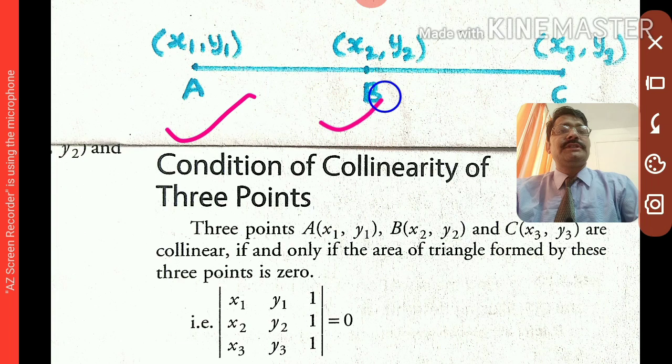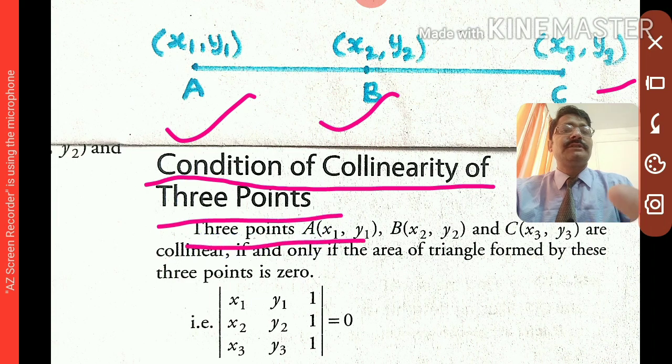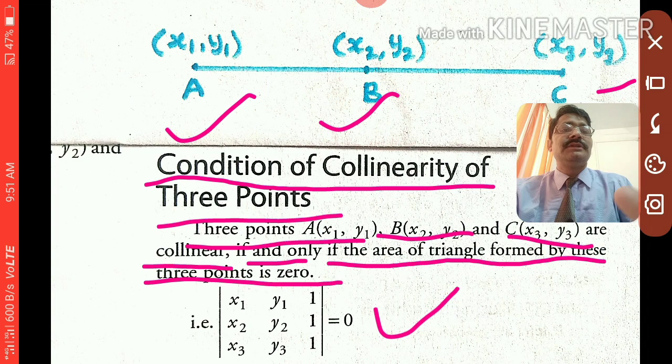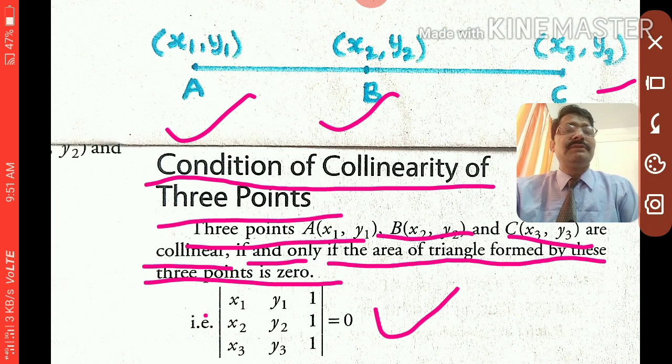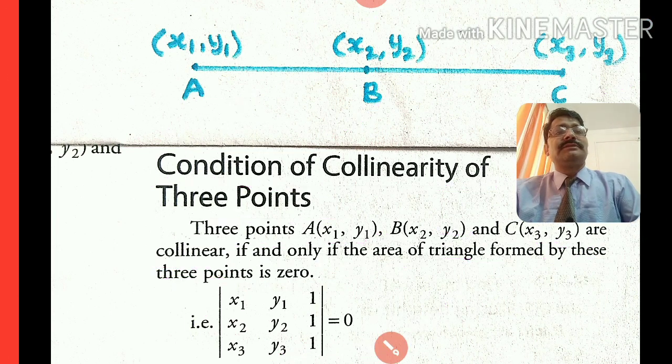Here 3 points are given, A, B, C, and this is the condition of collinearity of 3 points. The 3 points x1 y1, x2 y2 and x3 y3 are collinear if and only if the area of the triangle formed by these 3 points is 0. You can write 1 upon 2, though you need not write it, because it multiplies by 0 and you get this value. So you can use this method here also.